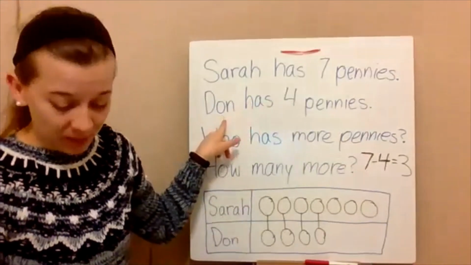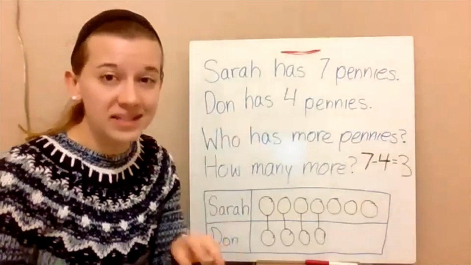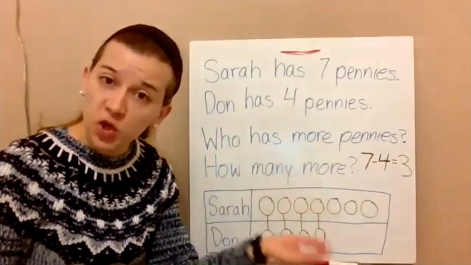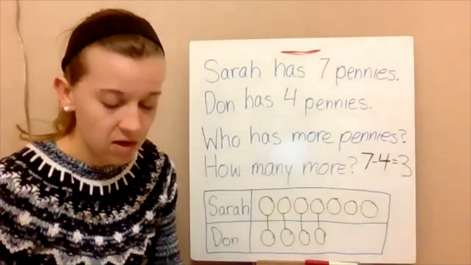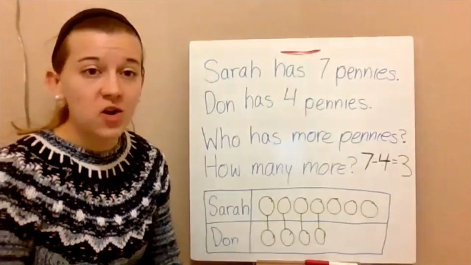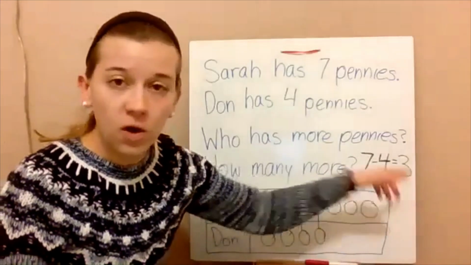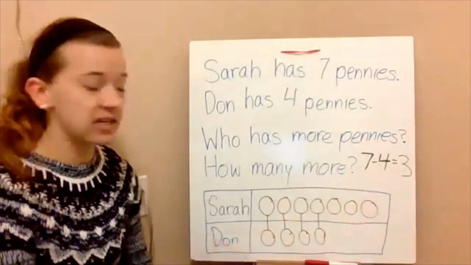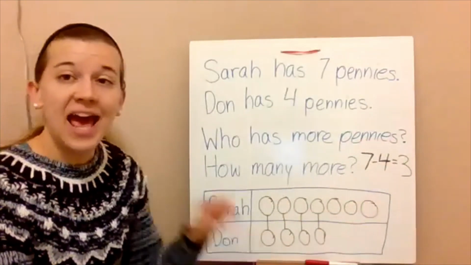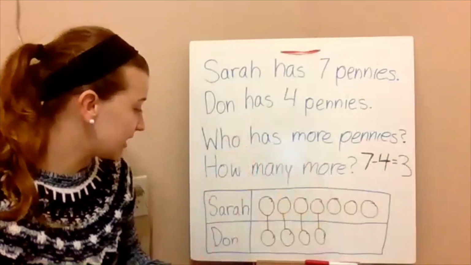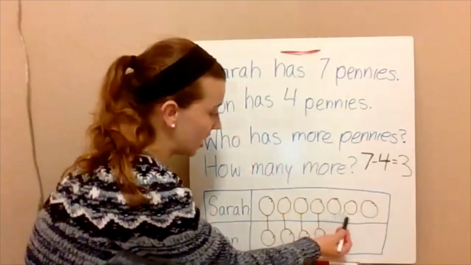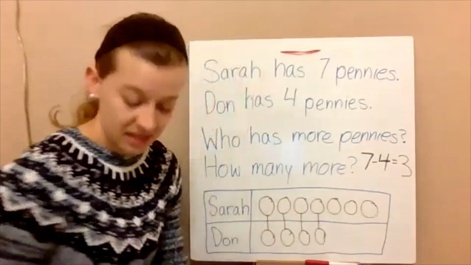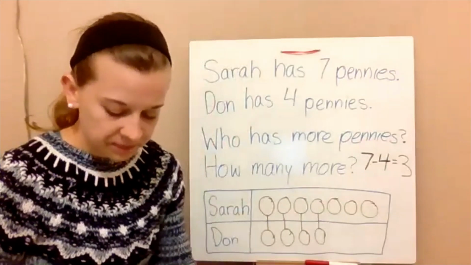Dawn has fewer pennies. Now, instead of asking how many more pennies, I'm going to ask how many fewer pennies does Dawn have? Well, you actually already know the answer. 7 minus 4 also answers this question. Sarah has 3 more pennies than Dawn, and Dawn has 3 fewer pennies than Sarah. She has 3 more here, and it's 3 fewer for Dawn. Okay? So that makes sense, right?